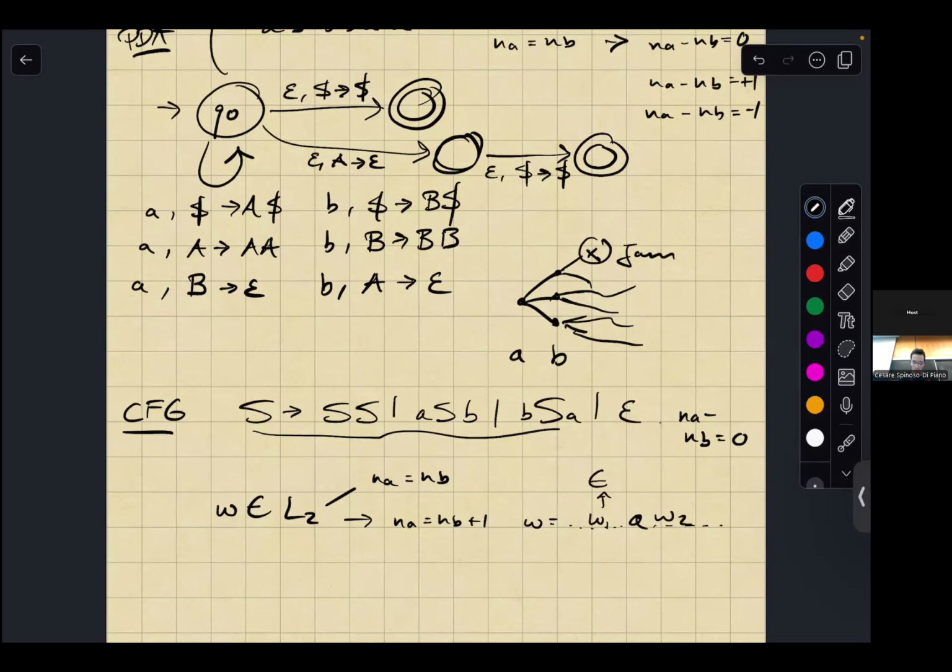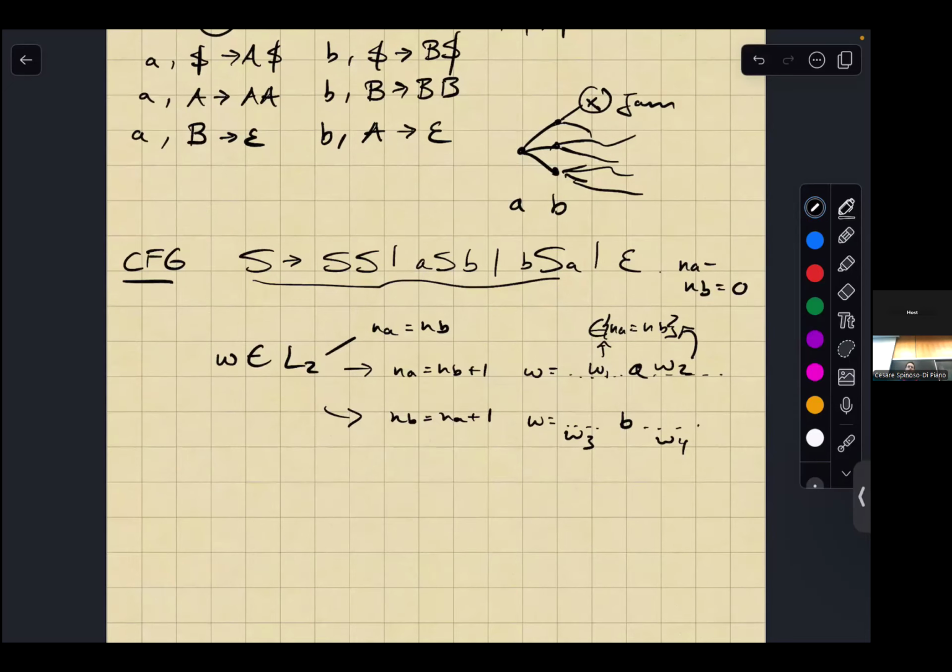in the language where the number of A's is equal to the number of B's. And you know how to generate that language. So all you need to account for is the fact that you might have an extra dangling A. And the same thing if the number of B's was the extra one. Then you would have your string, and at some point you have your extra B, and to the left and to the right, you have strings with an equal number of A's and B's. So then I just have to implement this extra logic.